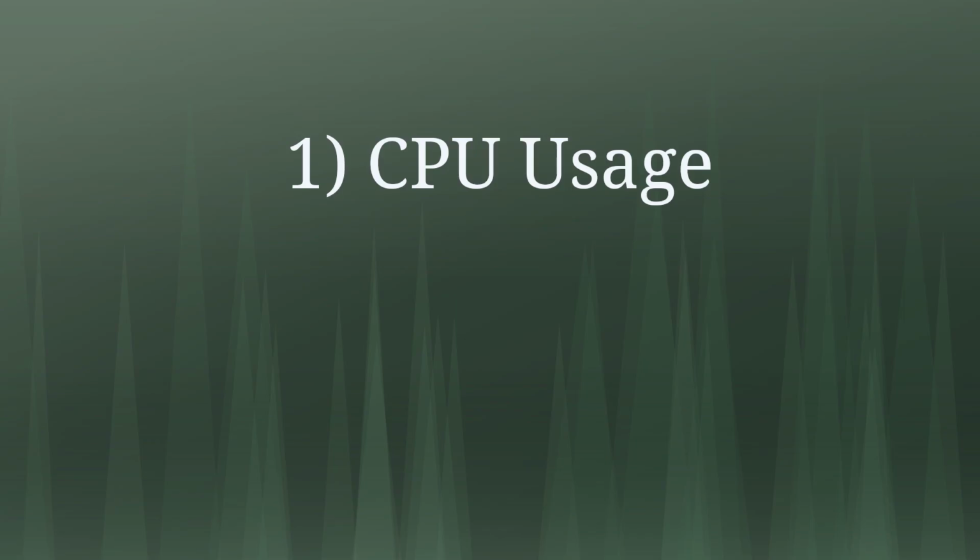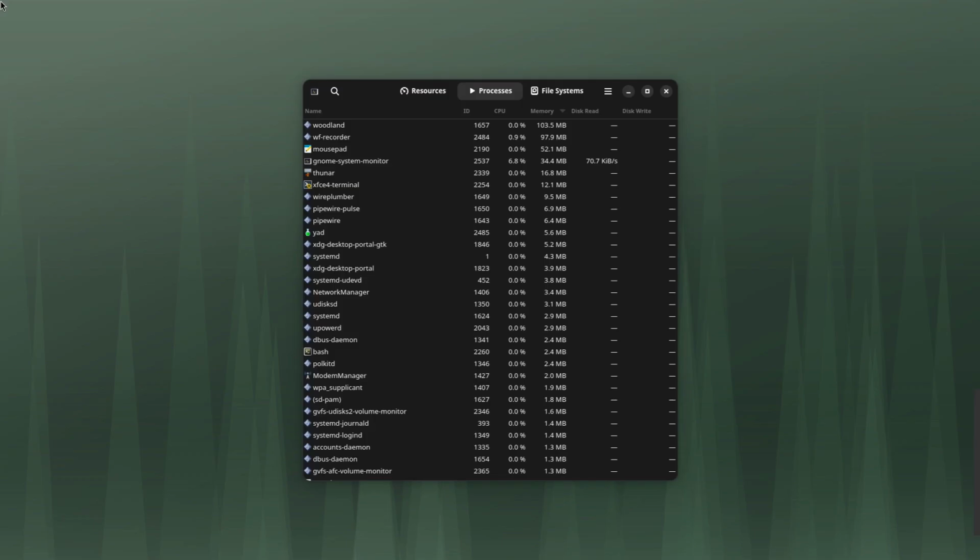So let's first have a look at the CPU usage in a Wayland compositor. For this test we will take my own compositor called Woodland compositor, which is a Wayland wlroots based compositor. This is how you should check your CPU usage. There are many graphical ways, and terminal based ways to check it. We will use the graphical one. So let's open the GNOME system monitor. Here we look for our Woodland compositor process.